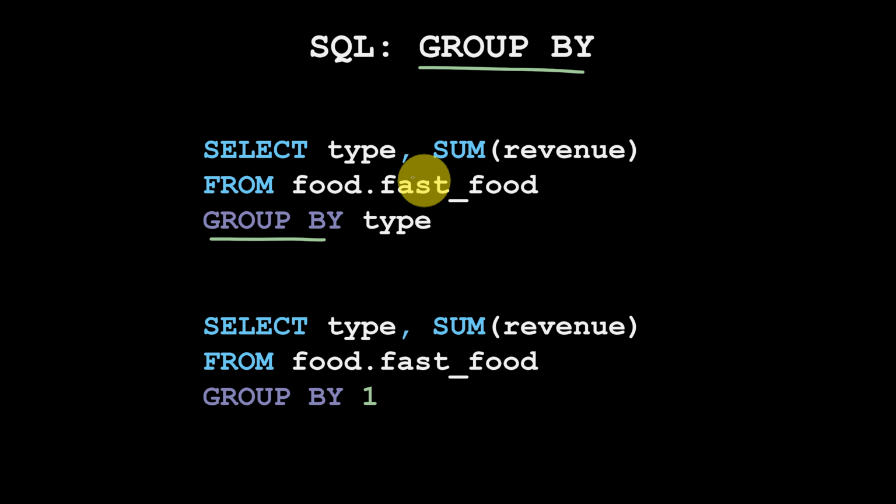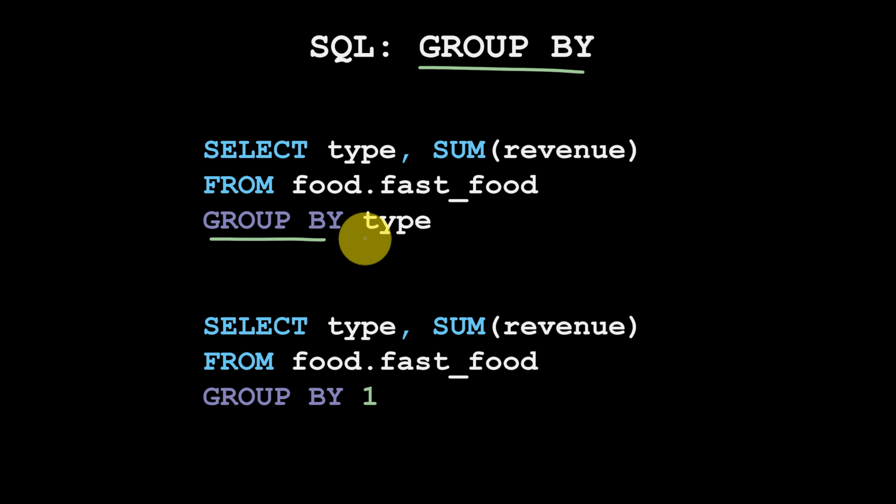Then you're going to get multiple rows of different types, and you're going to aggregate all of those rows of the same type into one row. So instead of only having one row with the sum of the revenue, you're going to have multiple rows depending on how many types of restaurants you have, with the sum of revenue for each type. Here's an example.